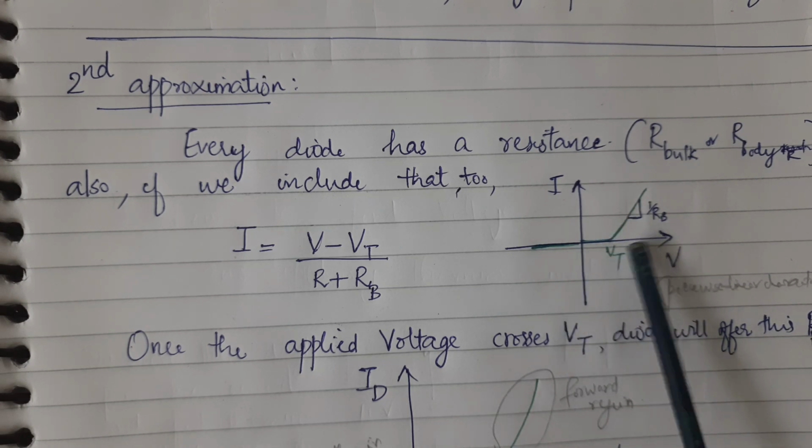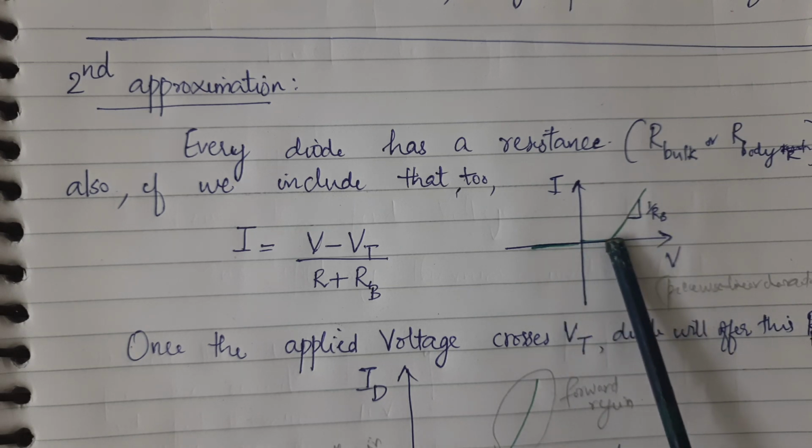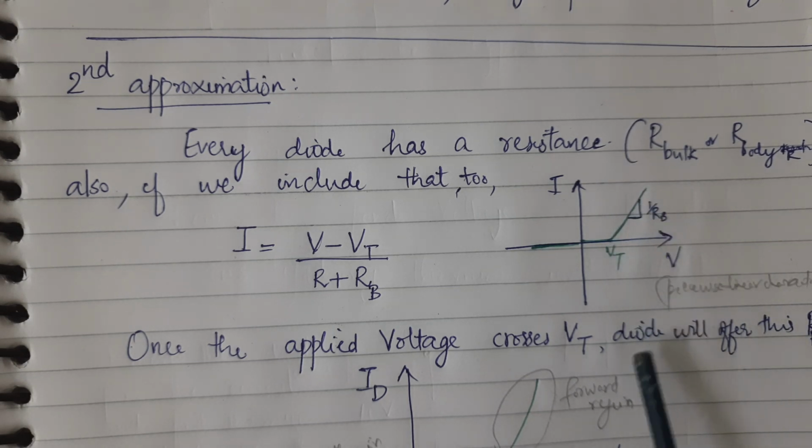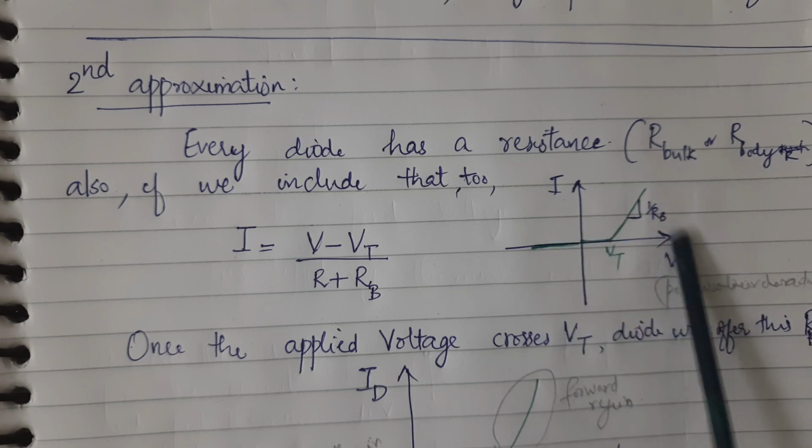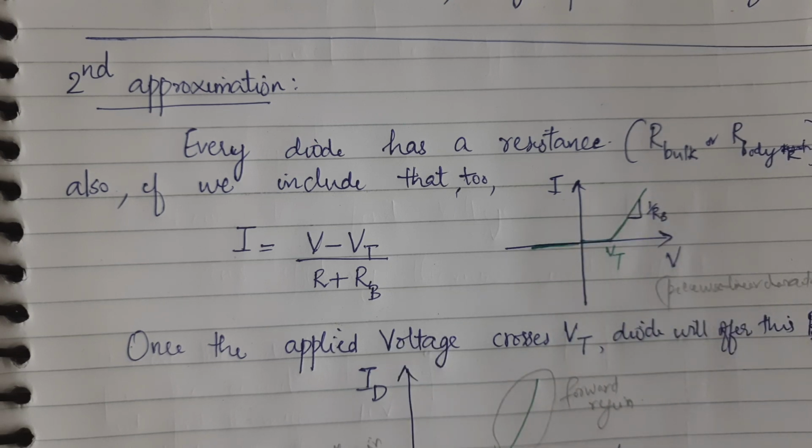And in the VI characteristics, if instead of going straight, here there will be a bend like this due to this. And this is what you can call the piecewise linear details. So we can see the full characteristics here.